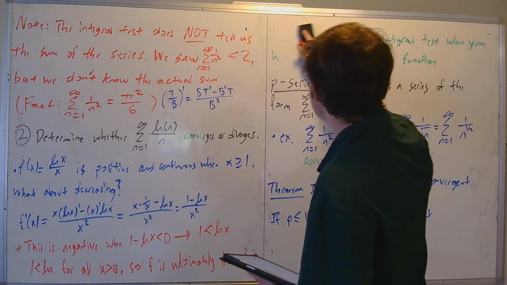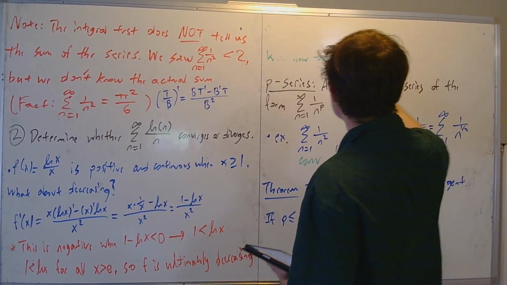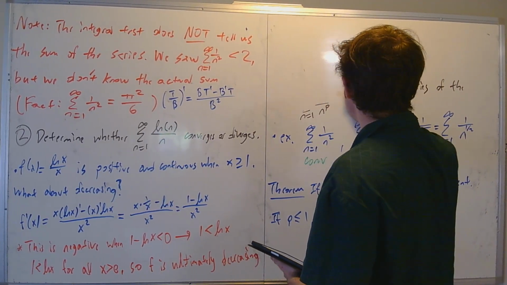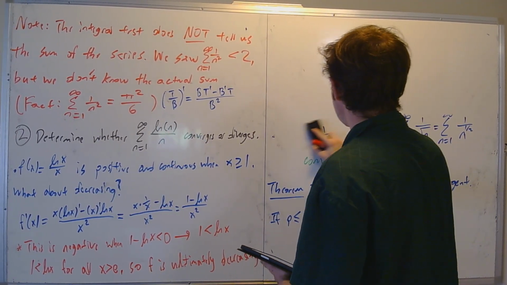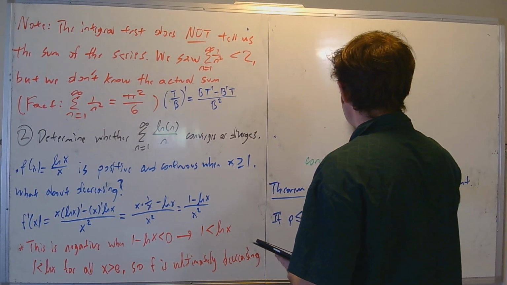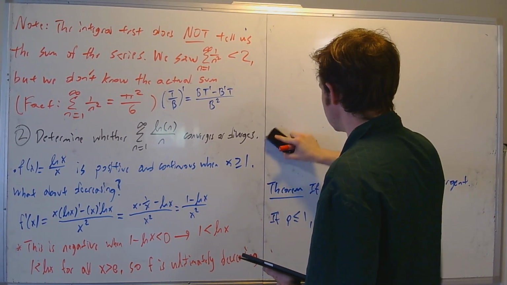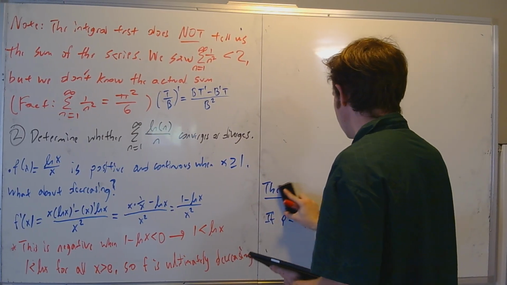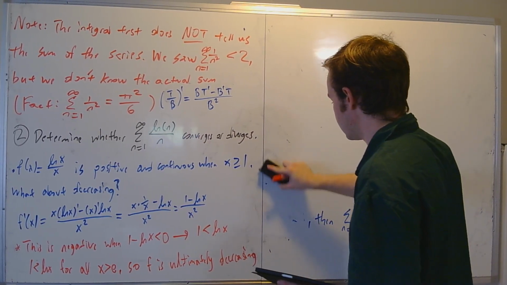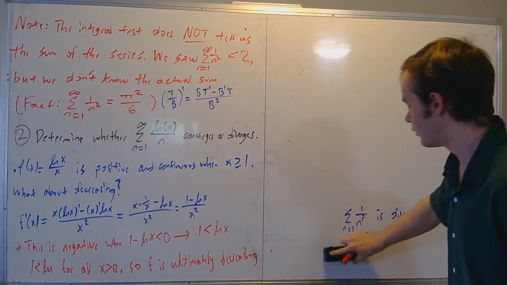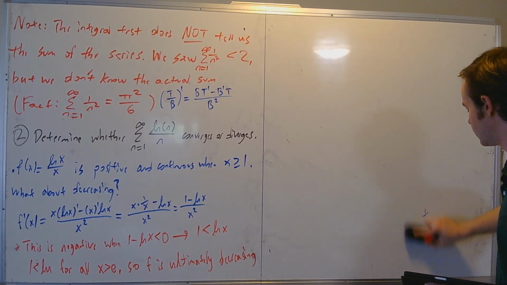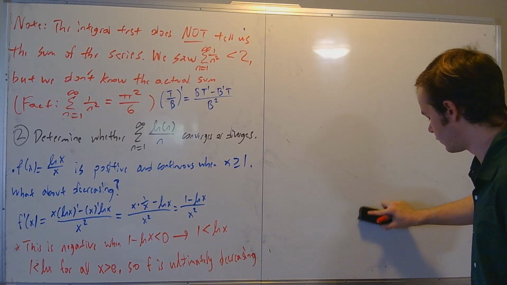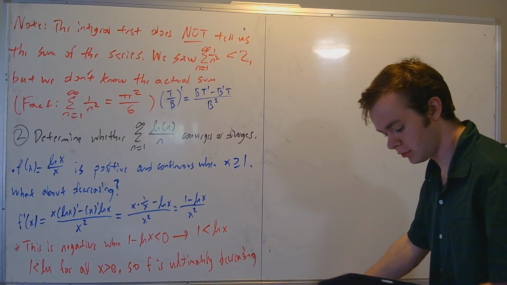Okay, so now that we know that our function is continuous, positive, and ultimately decreasing, that means we can actually use our integral test. Right, so these hypotheses are very important to check, because if you don't check them and something actually fails one of the hypotheses, then you can get an answer that actually doesn't make sense or is just completely wrong by using the integral test. So that's why you always have to be careful about what the hypotheses are.